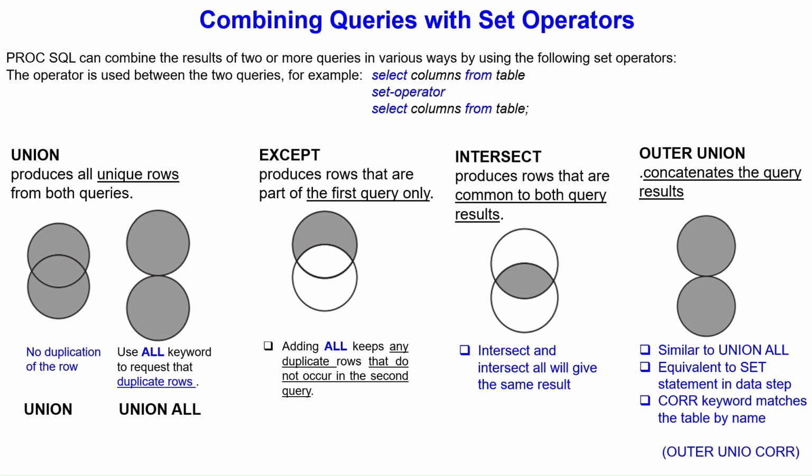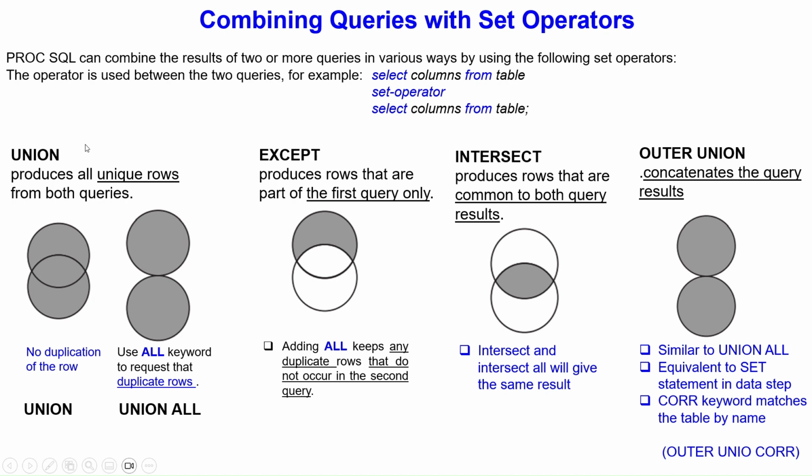Hello everyone. In this video, I am going to talk about combining queries with set operators. Proc SQL combines the results of two or more queries in various ways by using the following operators: union, except, intersect, and outer union. When you are combining two different queries, you have to use these set operators.